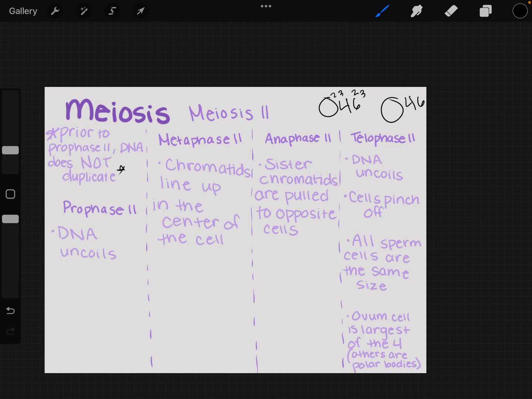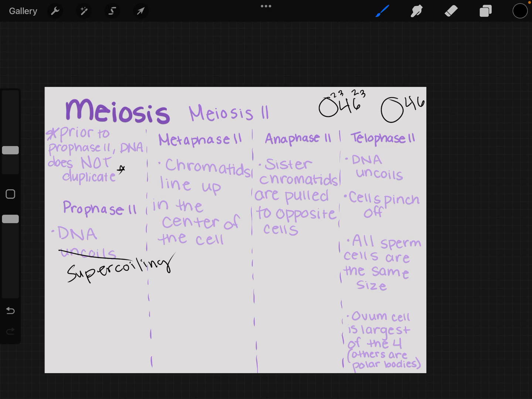So in prophase II, that DNA is going to be supercoiling. I'm doing great. The DNA is supercoiling, the nuclear membrane is going to be disappearing, everything is fine and dandy.